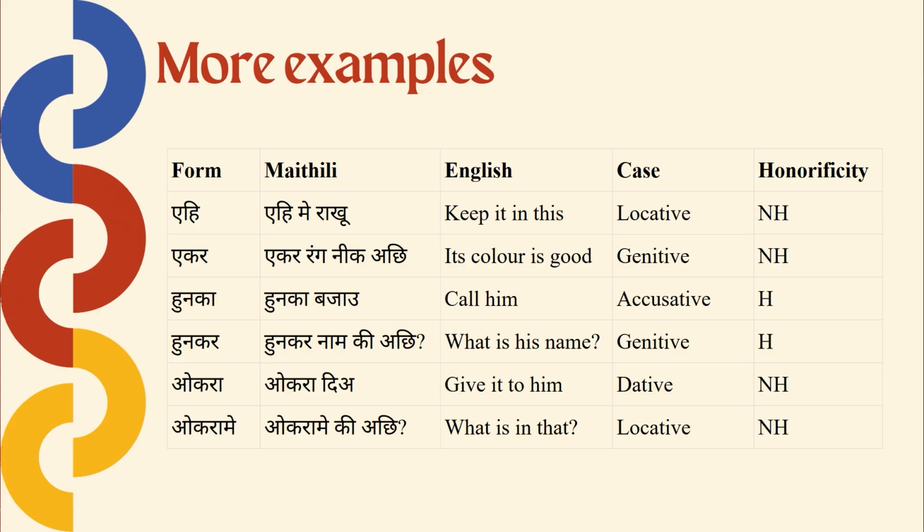Then we listed few forms of U as well. One of them is okra, which can also be used as a form for O, but here we see okra diya, give it to him. So here the case is dative because it's going to someone particular, and it's non-honorific because okra has been used, although this is a human referent. Okra mein ki ach. So what is in that? Again okra mein is a locative marker, so this is a locative case, and again this is a non-honorific, non-human form. So these were the few examples.